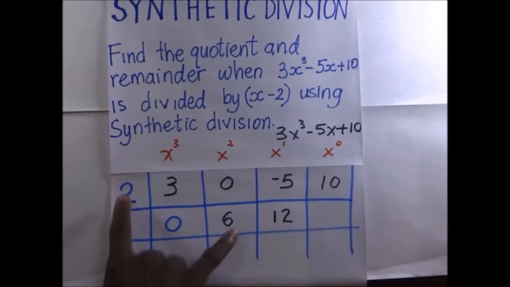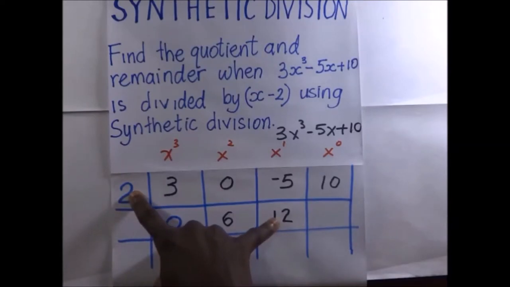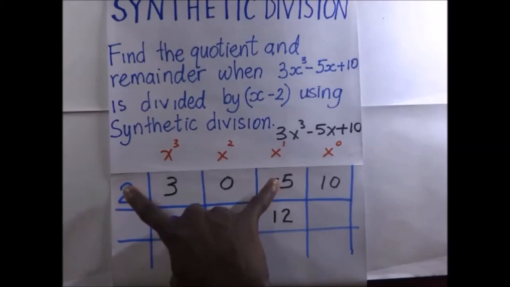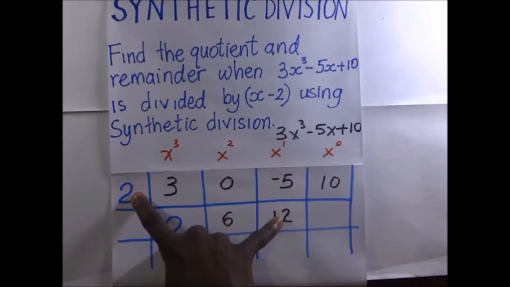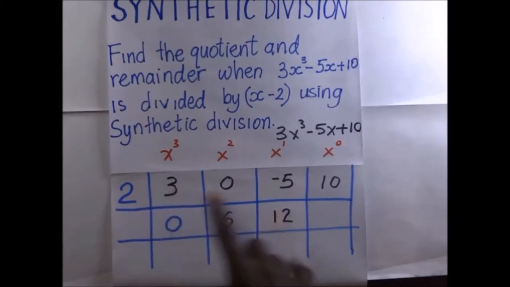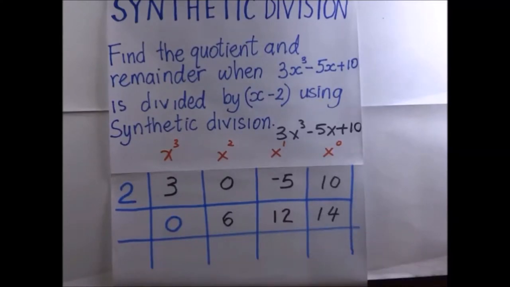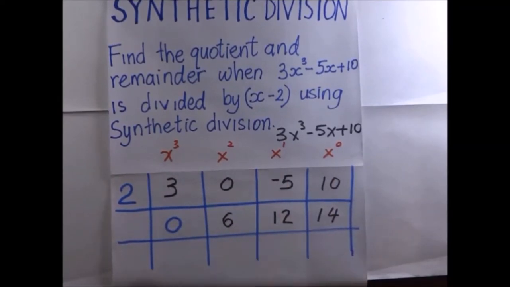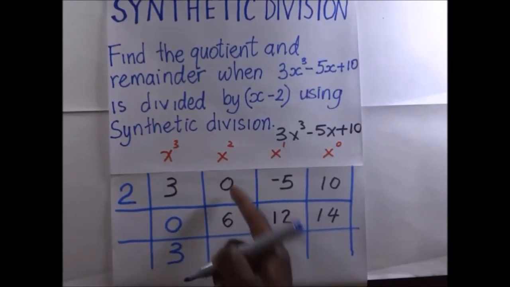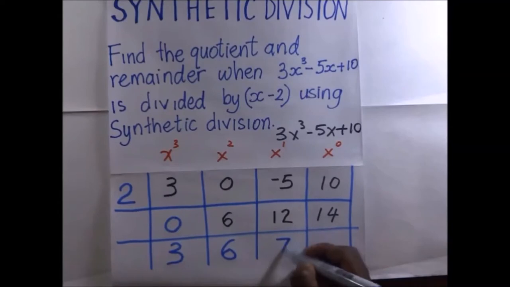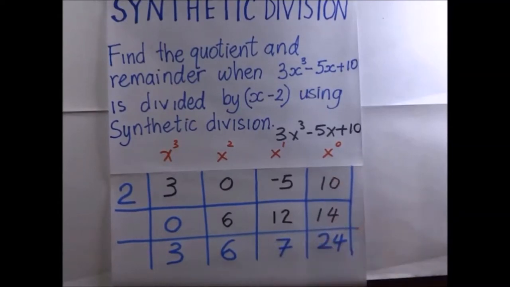We do the same. 2 times 12 is 24. Then 24 plus 2 times 5. 2 times 5 is negative 10. So negative 10 plus 24, we shall get 14. Put the 14 there. So after filling in all these, we simply add them to get new terms here. When we add 3 plus 0, we get 3. 0 plus 6 is 6. Negative 5 plus 12, we get 7. And then 10 plus 14, we get 24.